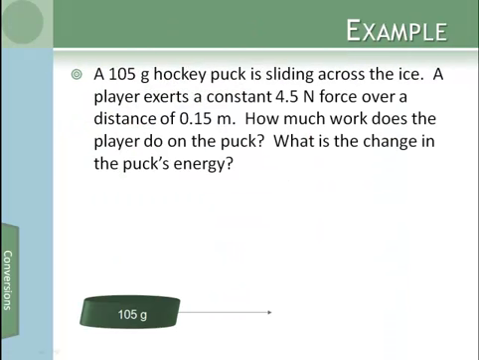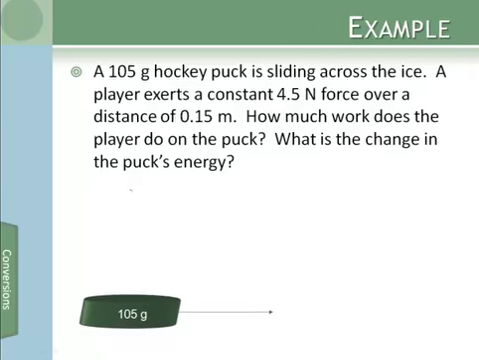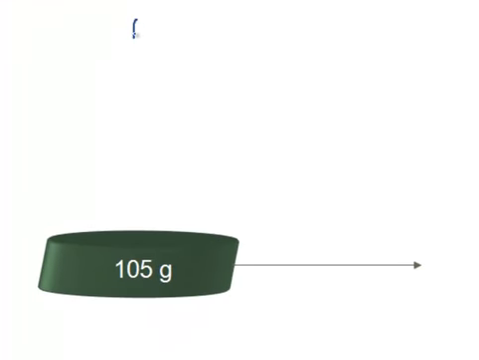So let's look at some examples. Suppose a 105-gram hockey puck is sliding across the ice, and a player decides to exert a force on it using a stick. So he exerts a force of 4.5 newtons over a distance of 15 centimeters. How much work did he do on the puck? And therefore, what is the change in the puck's energy? This is a simple enough calculation. The formula for work is force times distance.